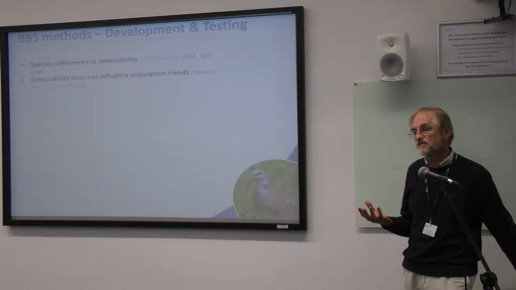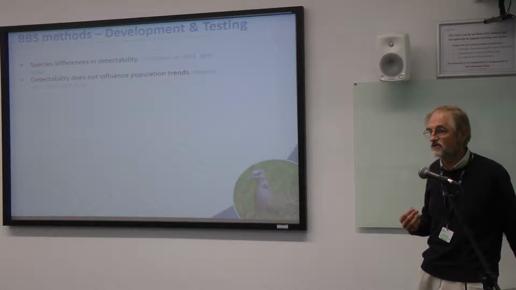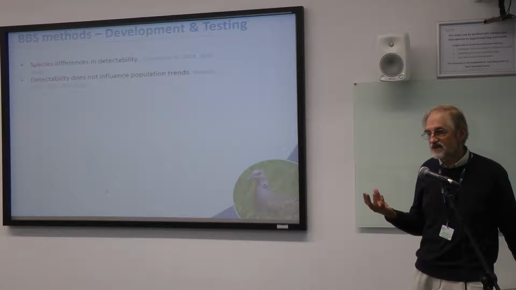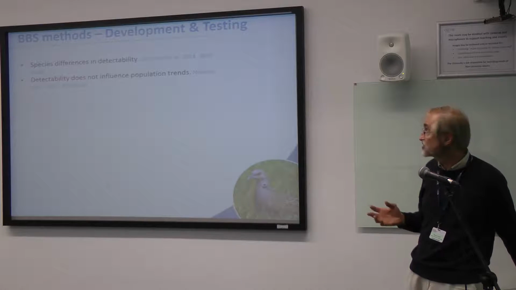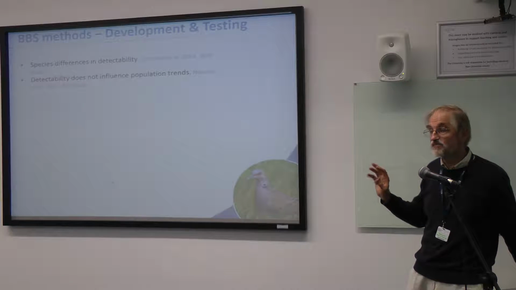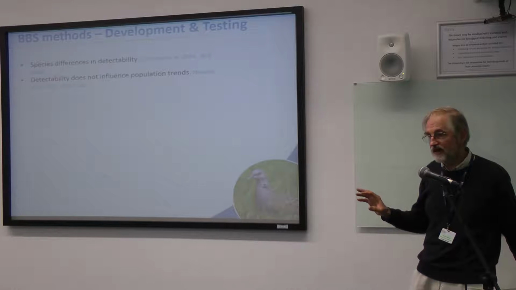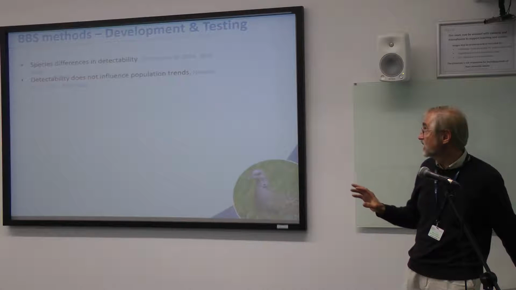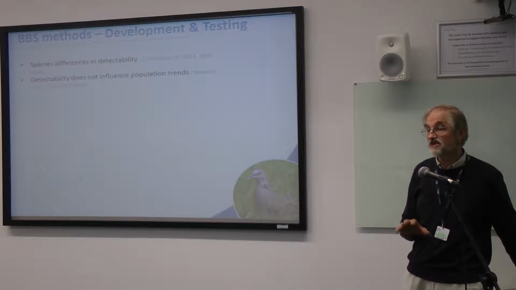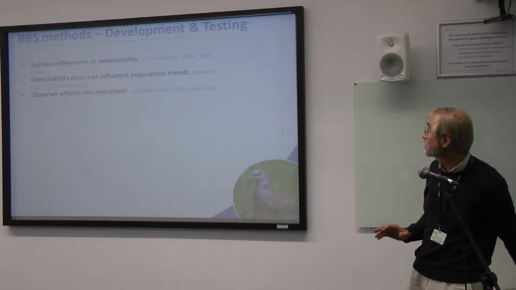Fortunately, we find that detectability doesn't actually affect population trends. So although we use the detectability information widely for spatial monitoring, we don't use it in our routine trend analysis. I think the main reason for this is that the trend analyses include a site factor which takes out much of the variation in detectability, which is essentially spatial and related to habitat.